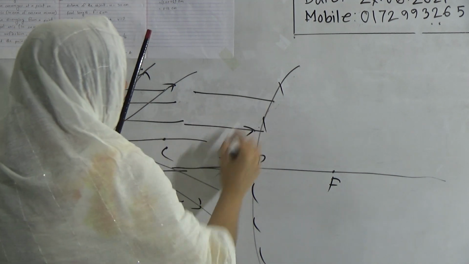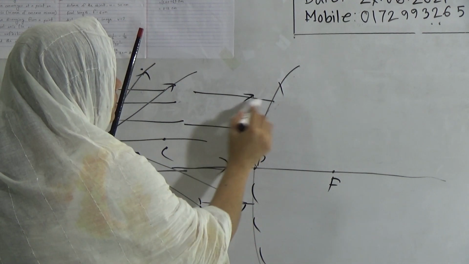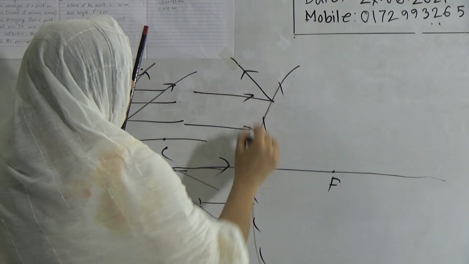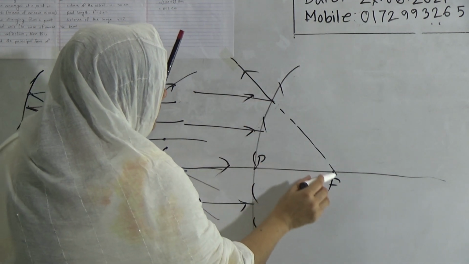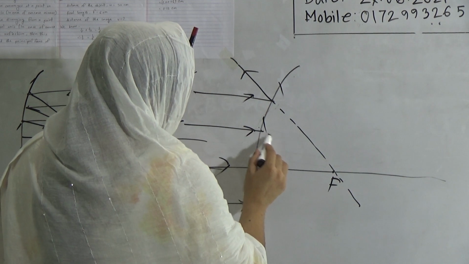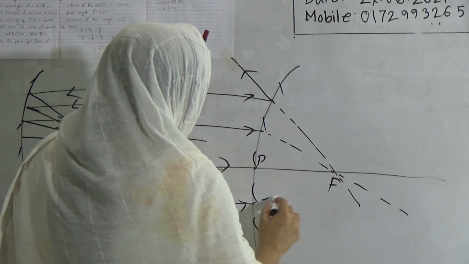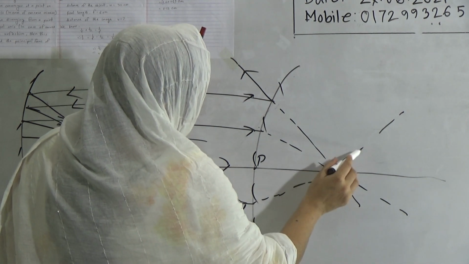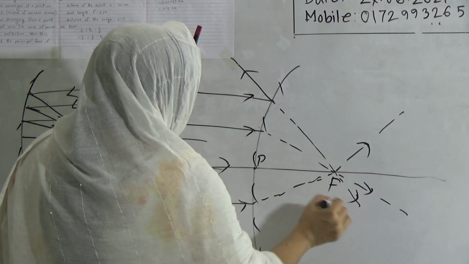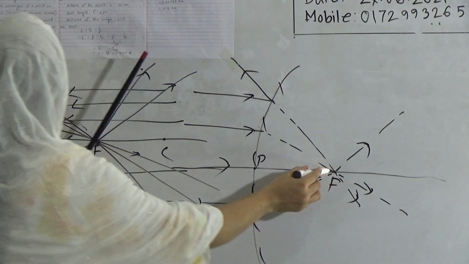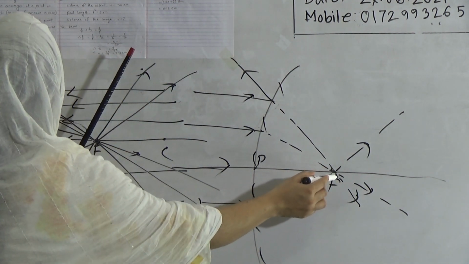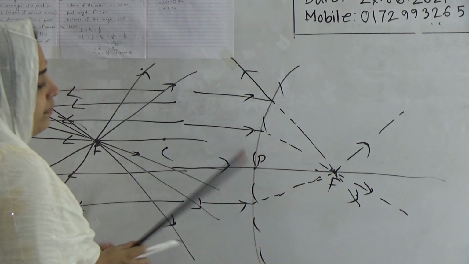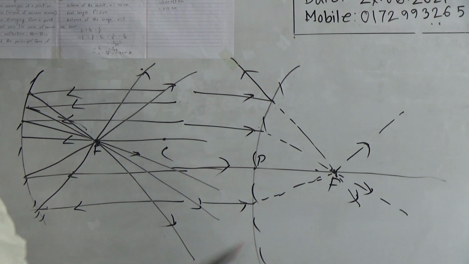Okay. A parallel light ray comes, incident on this mirror, and after reflection it will go this way, and if we extend this line it will meet at this focal point. Okay. So for the convex mirror, all light rays are diverging from a point on the principal axis, and that one is the principal focus of the convex mirror.